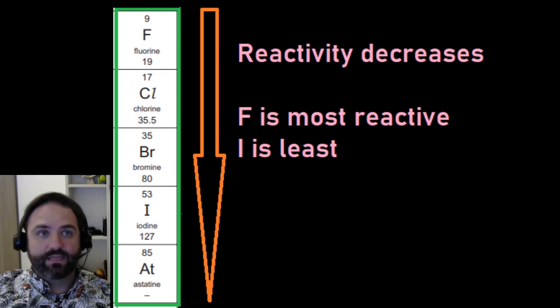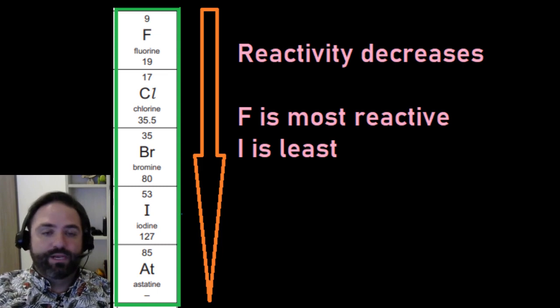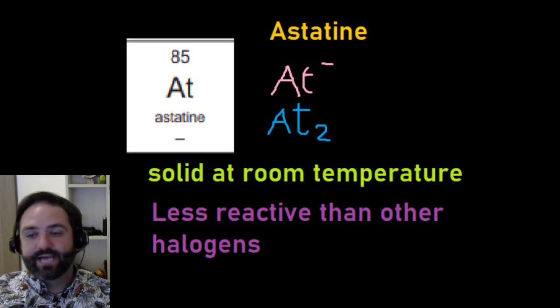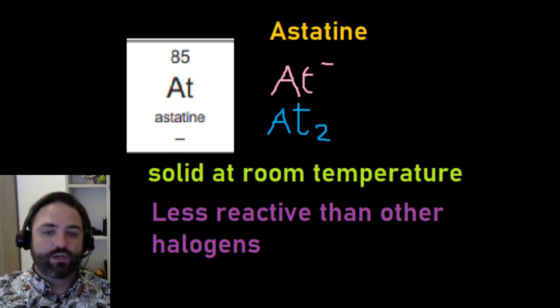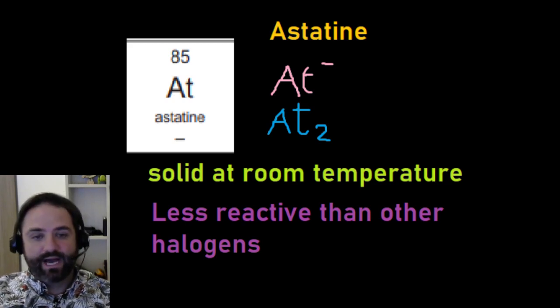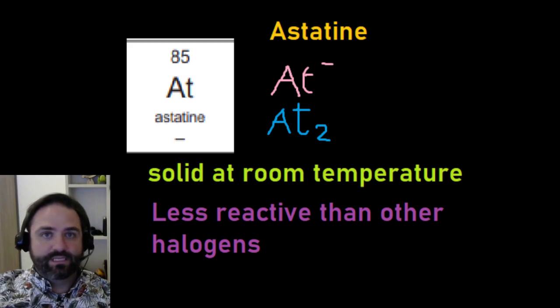Using these trends, you can predict the properties of astatine, the other element in group 7. It is at the bottom there. It follows the pattern, so it will form -1 ions. It will be diatomic. It will be dark colored. It will be a solid at room temperature, and it will be less reactive than iodine or any of the others in the group. So that's the halogens.